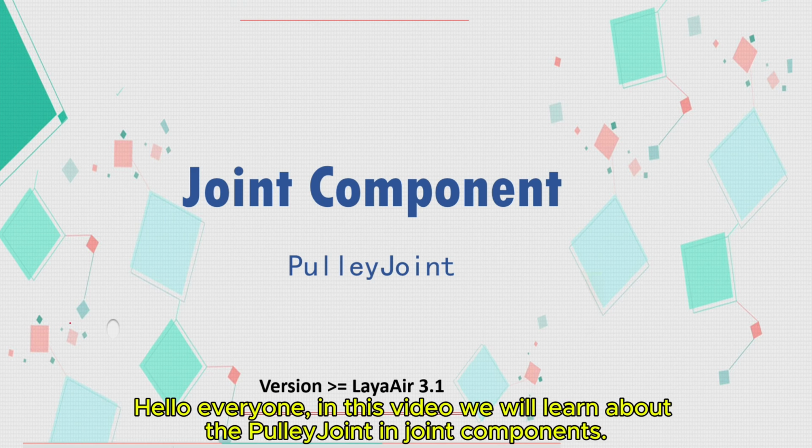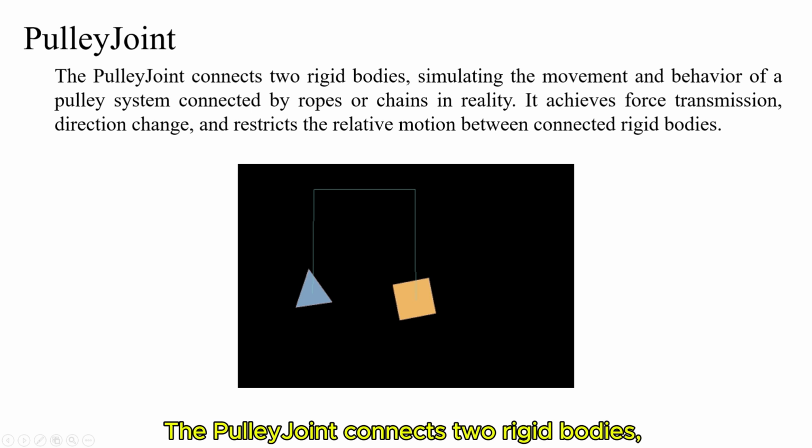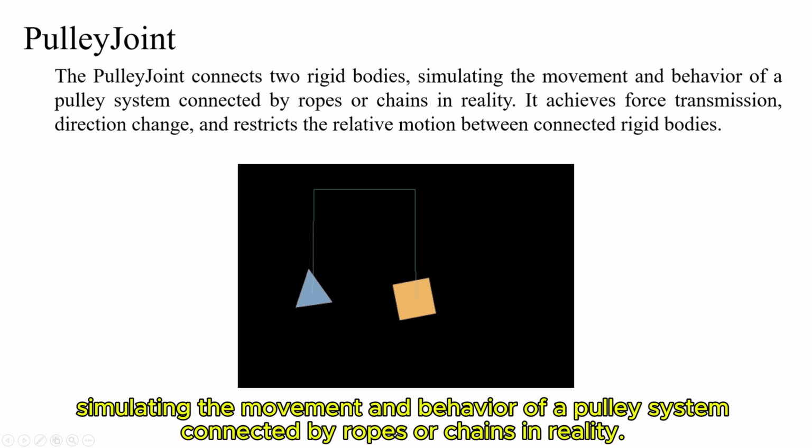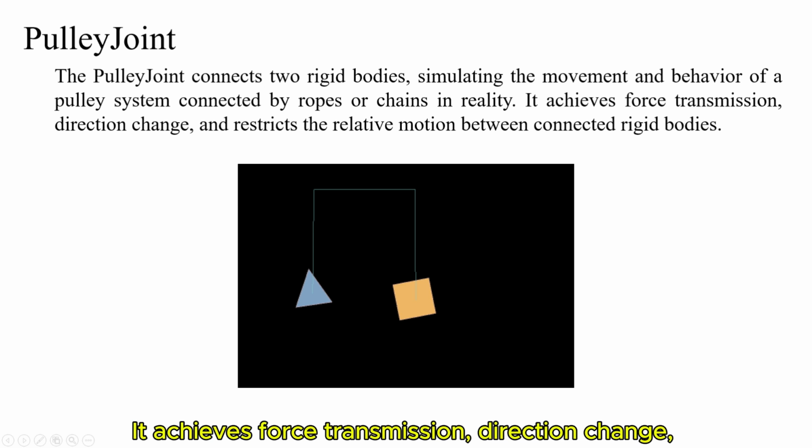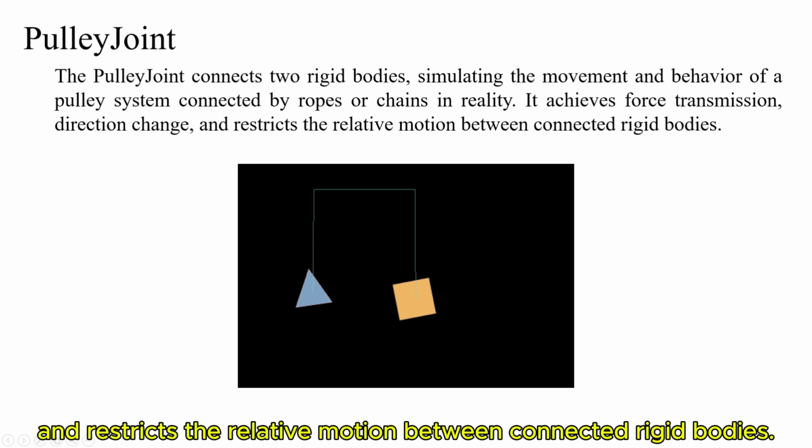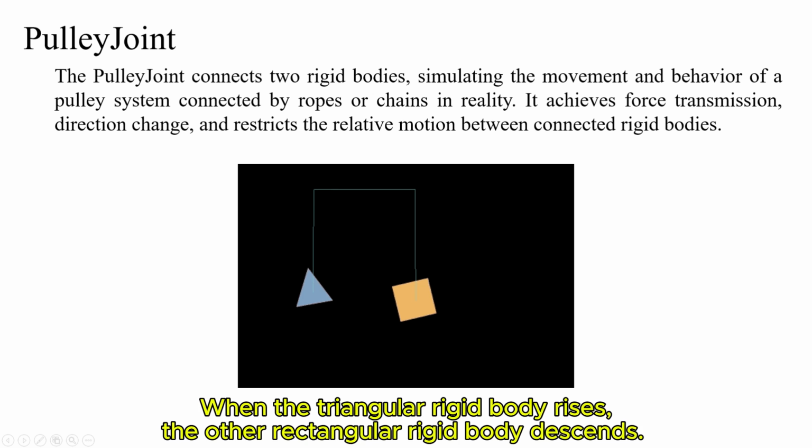Hello everyone, in this video we will learn about the pulley joint and joint components. The pulley joint connects two rigid bodies, simulating the movement and behavior of a pulley system connected by ropes or chains in reality. It achieves force transmission, direction change, and restricts the relative motion between connected rigid bodies. When the triangular rigid body rises, the other rectangular rigid body descends.